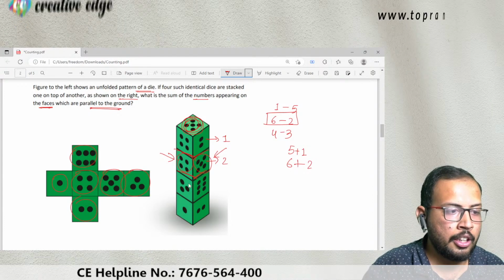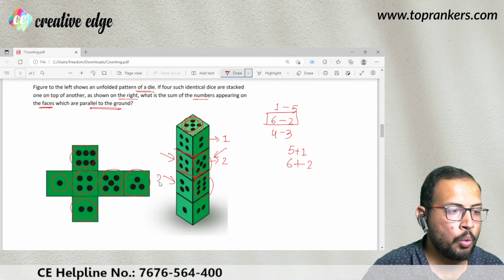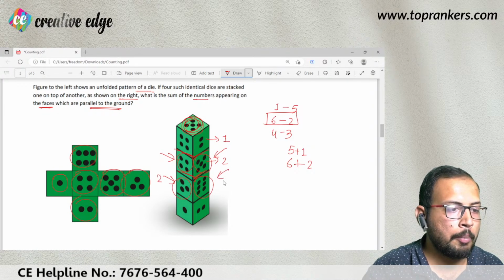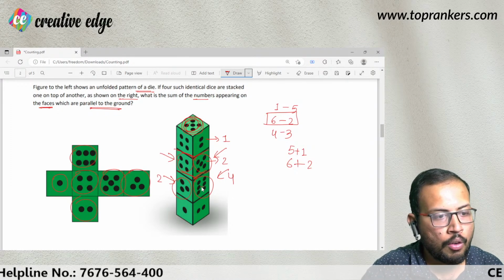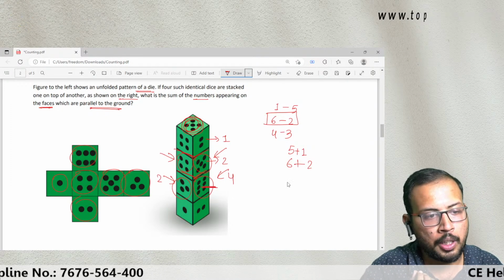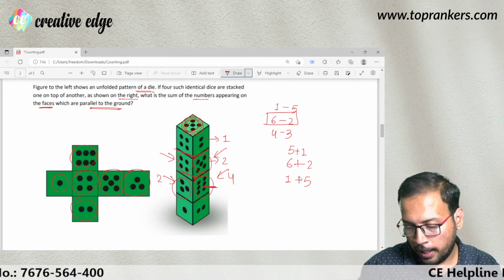Now, if I talk about the third dice, in the third dice you will see 6 opposite to 6 must be 2, 3 opposite to 3 must be 4. That means you are left with 1 and 5. So again, for the third dice, your sum is going to be 1 and 5. I hope everyone has this idea clear.